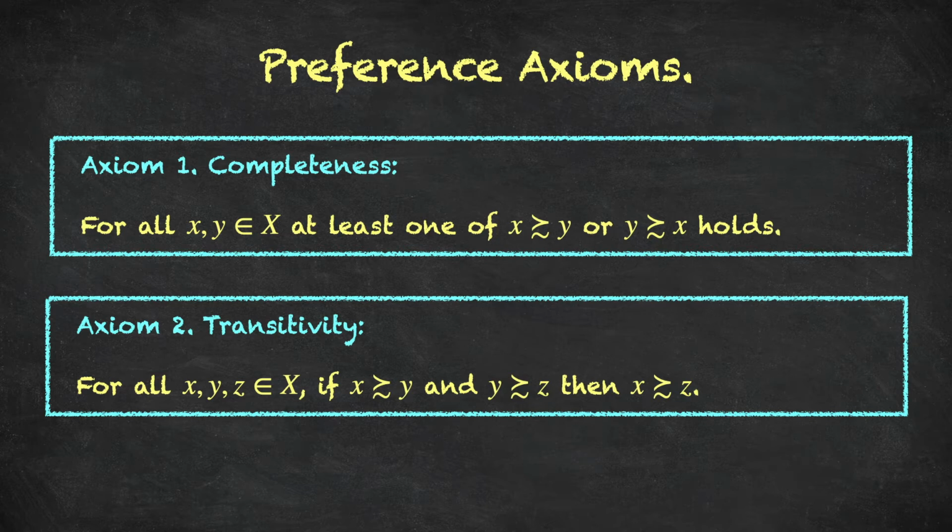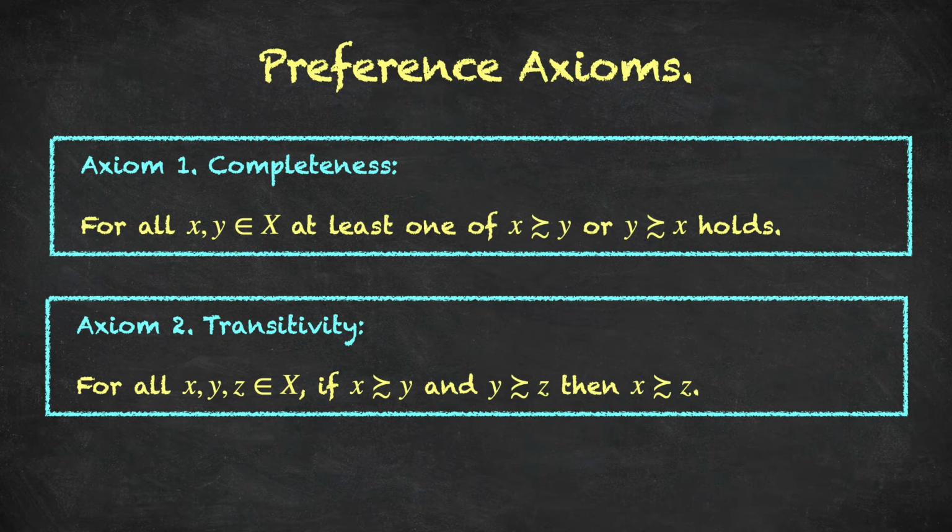Formally, we express this as follows: for all x and y in our set of outcomes, at least one of the following holds. Either x is preferred to y, or y is preferred to x. Notice that this requires at least one of these preferences to hold. It is possible that x is preferred to y and y is preferred to x. This is the case that we called indifference.